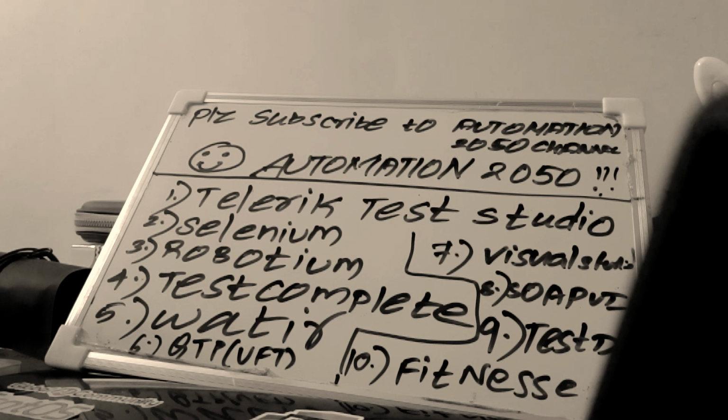So the 10 important automation tools are Telerik Test Studio, Selenium, Robotium, TestComplete, Watir, QTP UFT, Visual Studio Test Professional, SoapUI, TestDrive, and FitNesse. These are all the top 10 automation tools available.